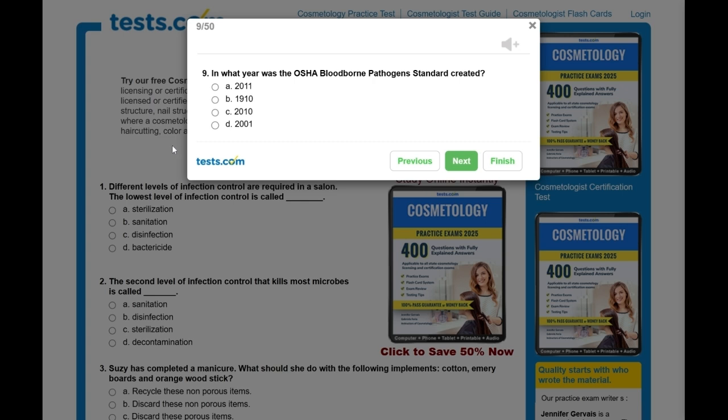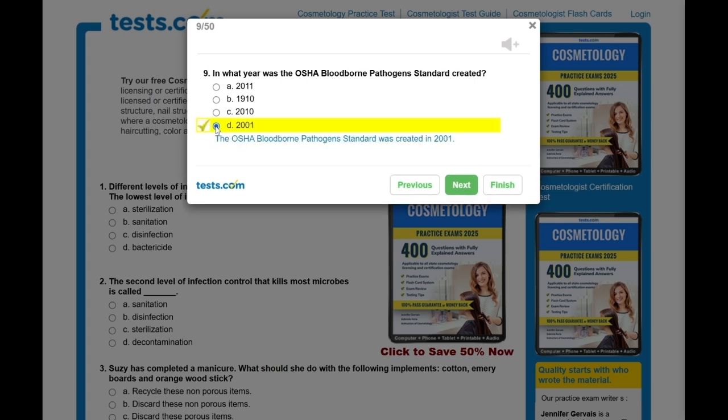Question 9. In what year was the OSHA bloodborne pathogens standard created? A. 2011. B. 1910. C. 2010. D. 2001. D. 2001. The OSHA bloodborne pathogen standard was created in 2001.